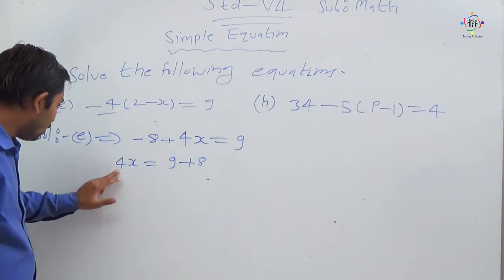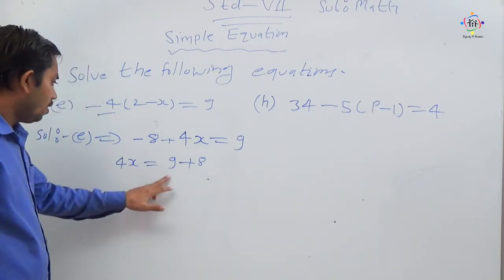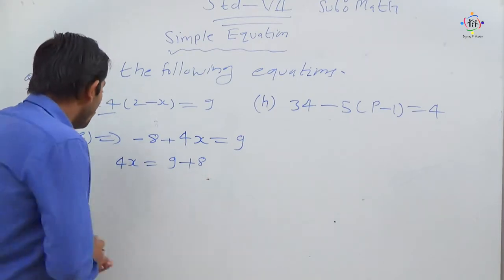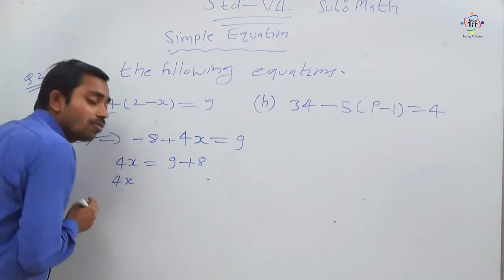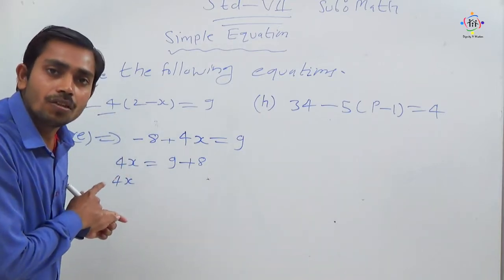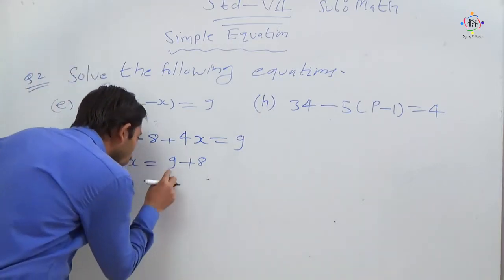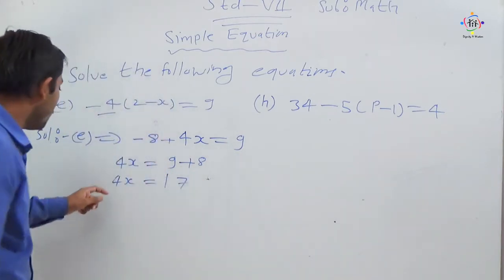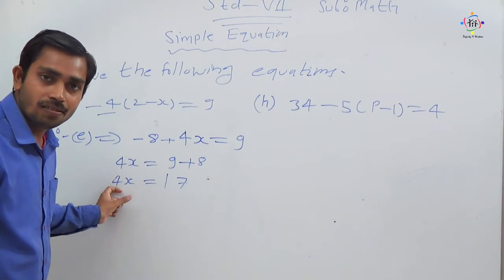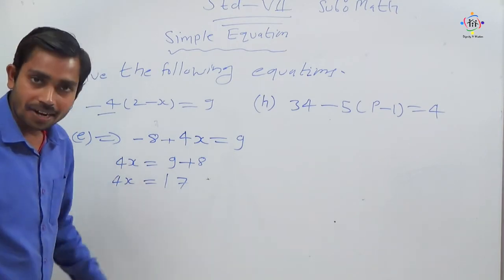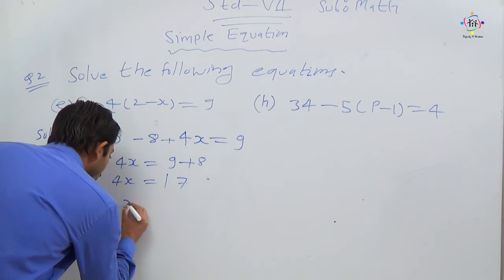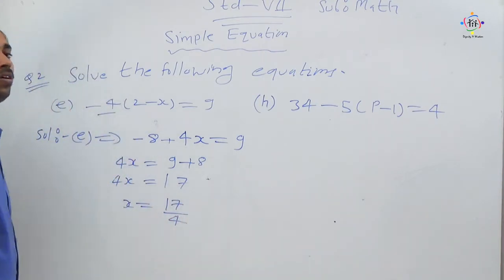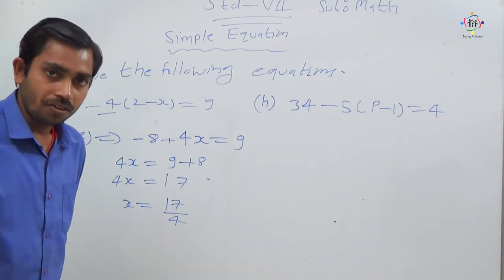Now let us take this 4 to the right side. Here what operator is given? A plus operator is given, so we will do addition. Let us write one more step. Now 4x is equal to 9 plus 8, 17. Here what constant is multiplied with x? 4. Let us take it to the right side, so it will divide the 17. So we got x is equal to 17 by 4.